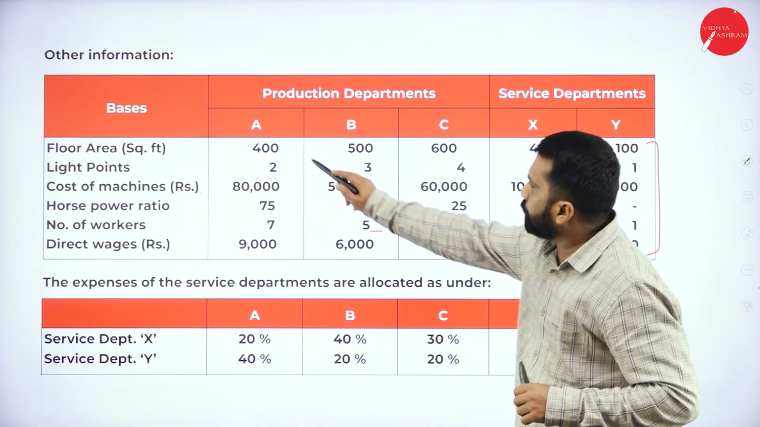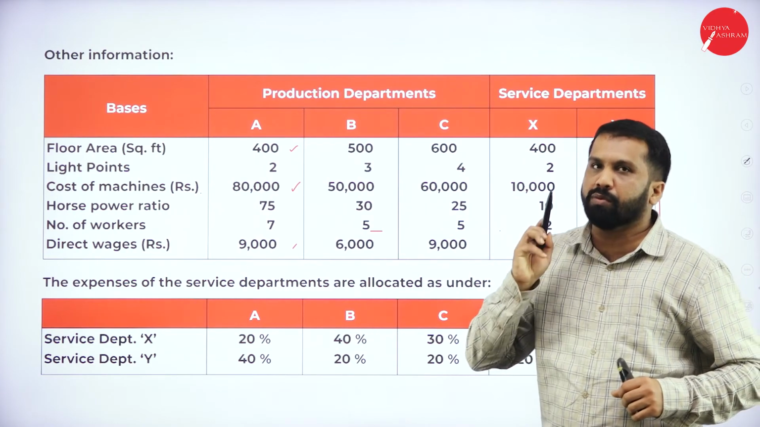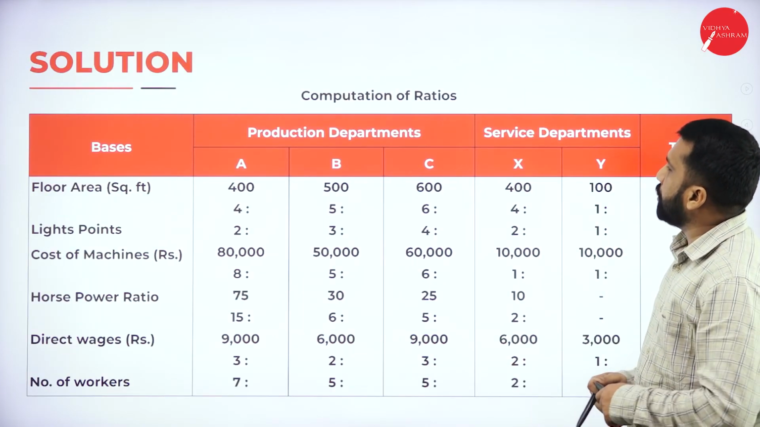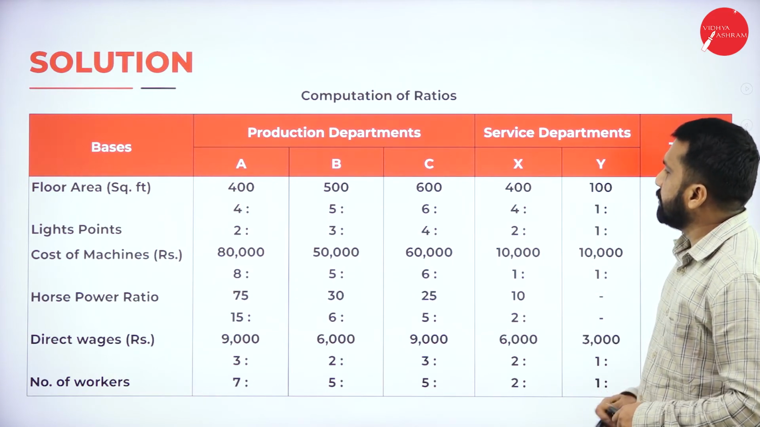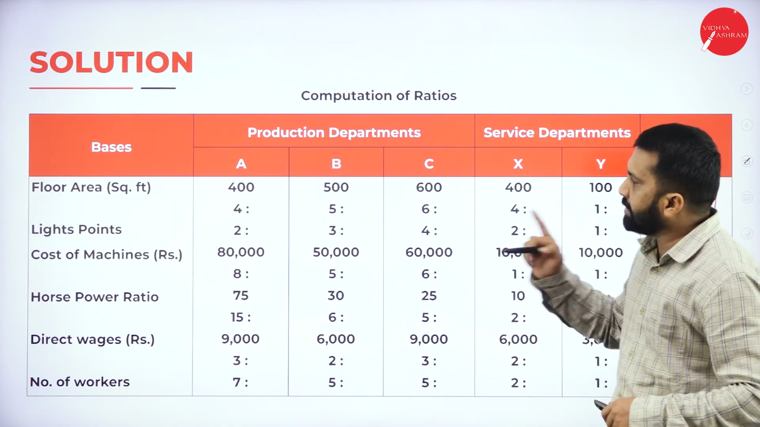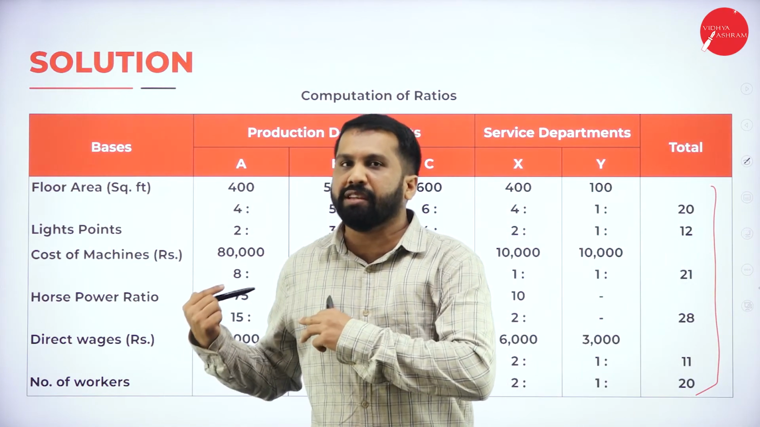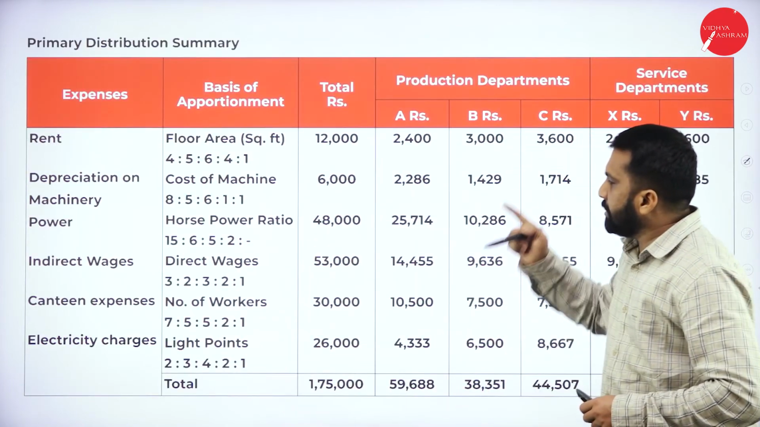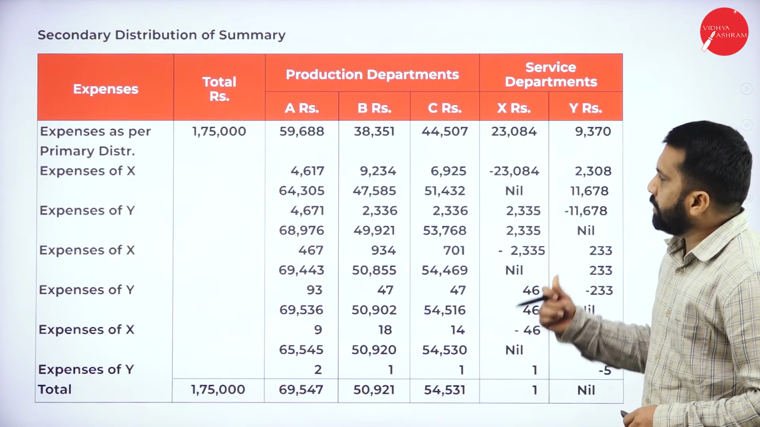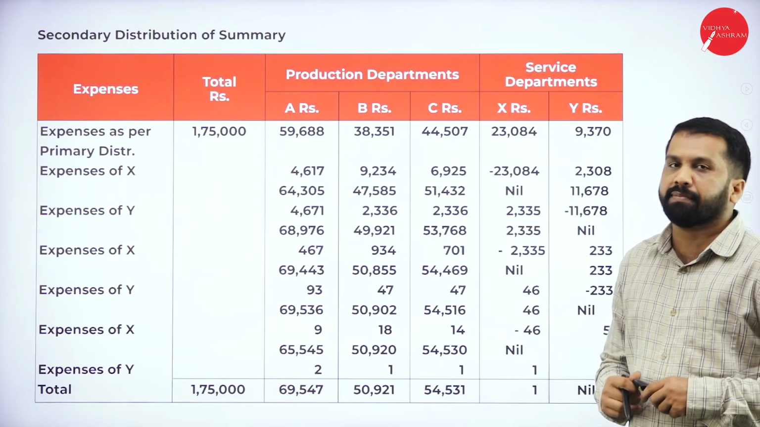You are supposed to do it for 1, 2, 3. These 3 things you are supposed to do. Now, calculation, computation of ratios. So this is the simplification we have done. These are the answers you are only supposed to do. Later you can cross check with this. These are the primary distribution we did. These are the secondary distribution we have done.